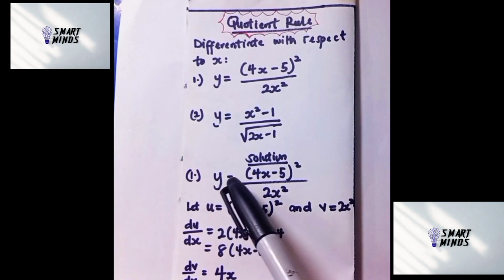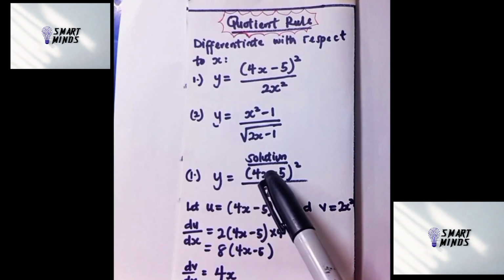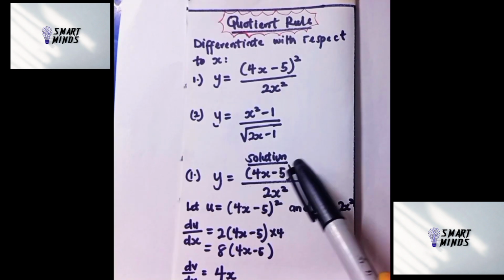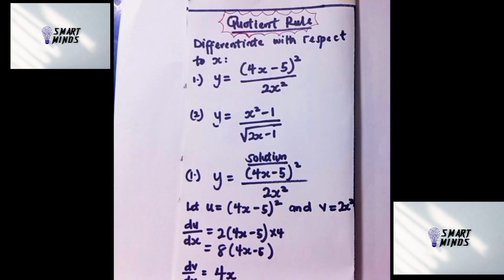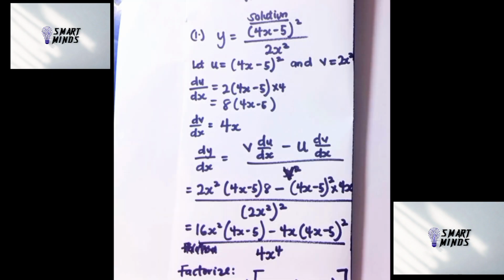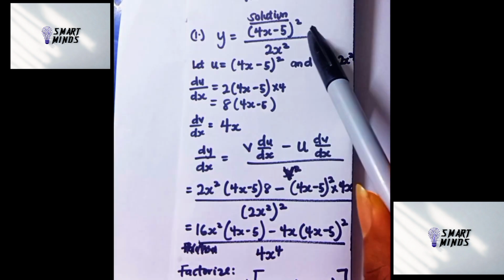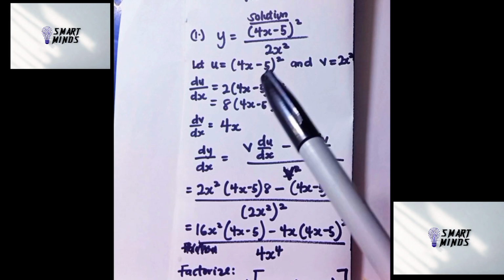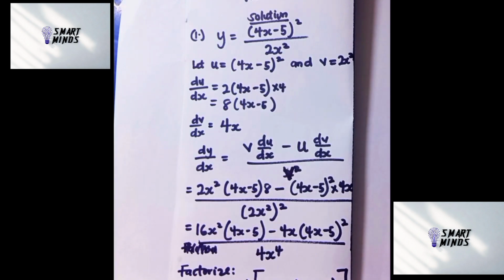We have y equals bracket 4x minus 5 close bracket raised to power 2 all over 2x squared. So remember what I told you about quotient rule. Quotient rule is just like you're having 2 expressions, u and v, and you are dividing them together. So when you have an expression like that in division form or fraction form, then you have to use quotient rule. But when you have expressions of u and v in product form, you are using product rule.